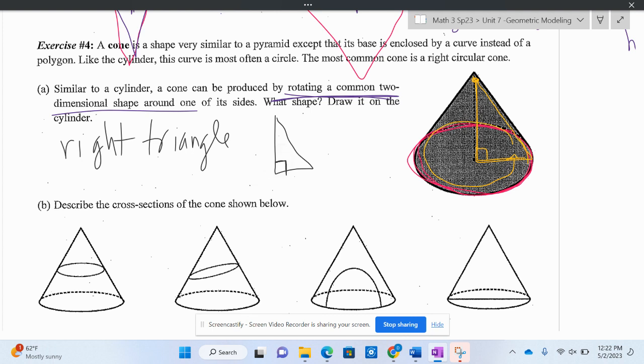Zach, are you taking notes? Okay, so that's what it would look like. Pretend that's a beautiful right triangle. Okay.